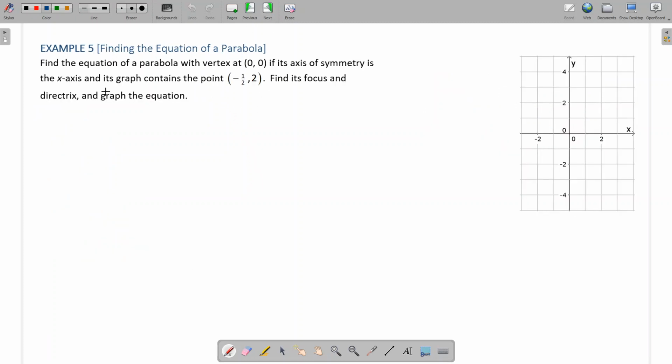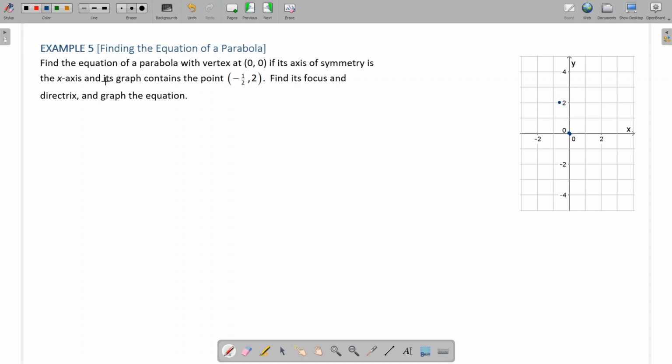Okay, example 5. It says, find the equation of the parabola with the vertex 0, 0 if its axis of symmetry is the x-axis and the graph contains the point -1/2, 2. We're going to find its focus, directrix, and then also graph the equation. So let's plot the vertex at 0, 0. And we know that it passes through the point -1/2, 2. So go back a half, up 2. So it passes through this.